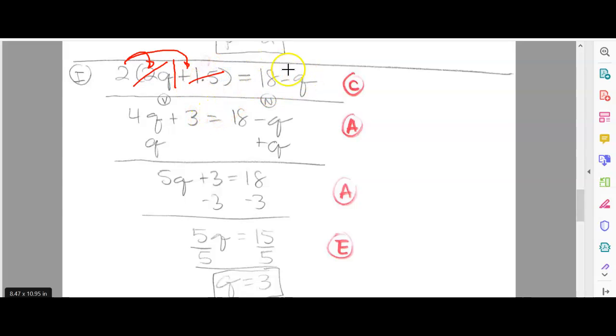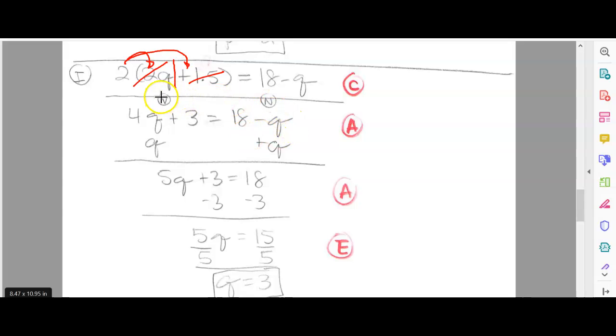So there was no distributive property applied over here. We didn't do any operation or anything, so we just bring these terms down. So I have 4q plus 3 equals 18 minus q. So what I'm going to do now is go ahead and do an inverse operation, not apply anything. So do an inverse operation.